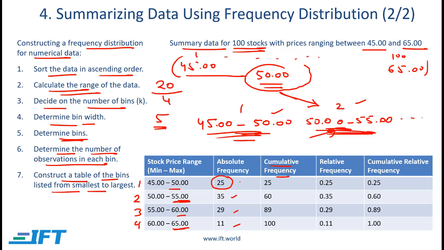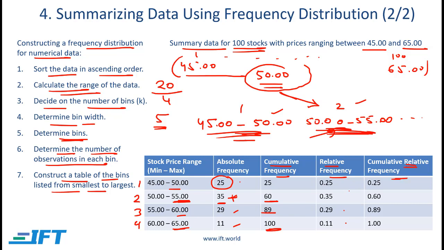So if we have 50 to 55, this 60 means that we have 25 plus 35 is equal to 60 stocks that are up till 55, and so on. This number over here, 100, will be the total number of stocks. The relative frequency is a number in decimal or percentage terms. So for the first bin, we have 25 out of 100, that is 0.25 or 25%. Second bin, we have 35 out of 100, so that's 0.35 or 35%. And the same logic is true for bins 3 and 4.